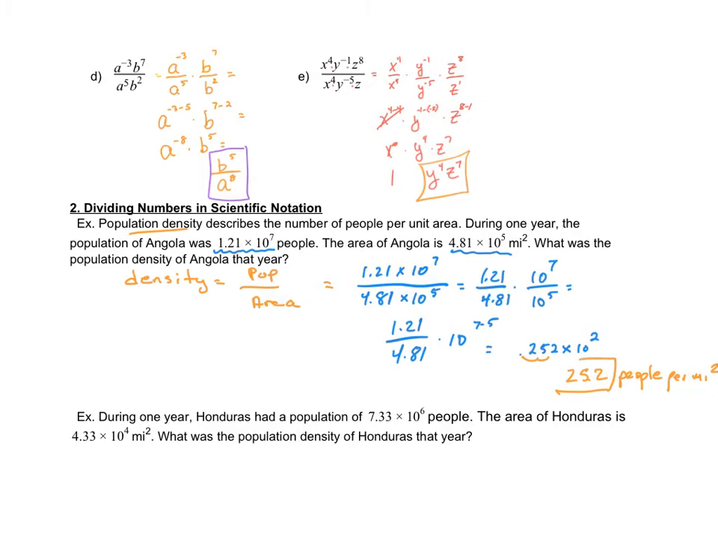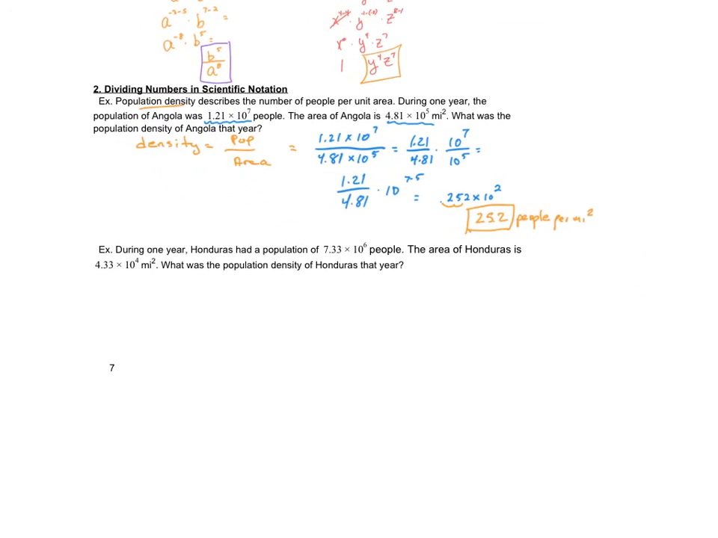Okay, so there's my answer, 25.2. And then this next one, we're working with density again, population density, and that is again going to be my population divided by my area. That is going to be equal to my population, 7.33 times 10 to the 6 people, divided by 4.33 times 10 to the 4th area.